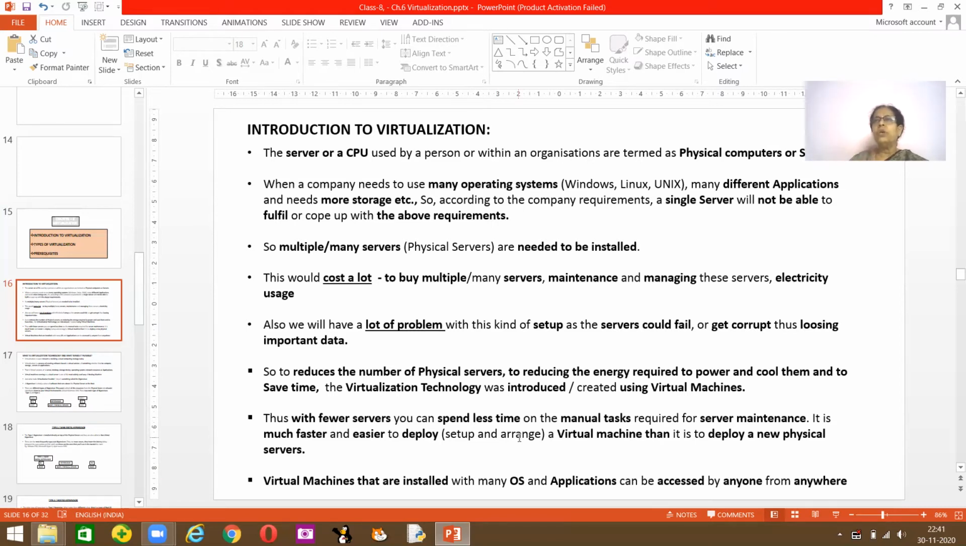Through the virtual machine, you can access any type of operating system, all types of applications and storage. So it's better than a physical server. When the virtual machine is installed, it has many operating systems and applications, and it can be accessed by anyone from anywhere.